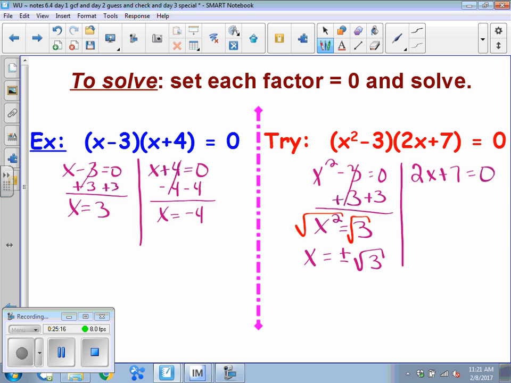Now, if I'm solving for x, that's the solution, right? Well, what else is it on the graph? What is that? The x-intercept. Very good. It's the points where that graph crosses the x-axis.